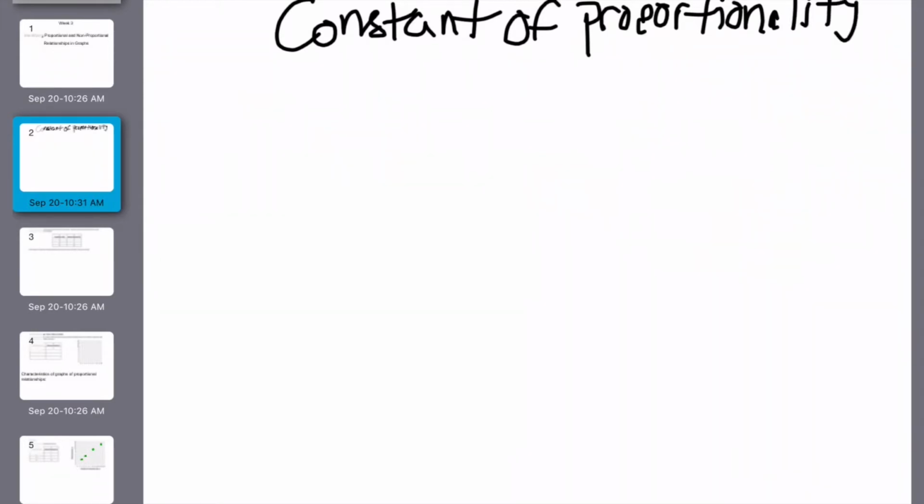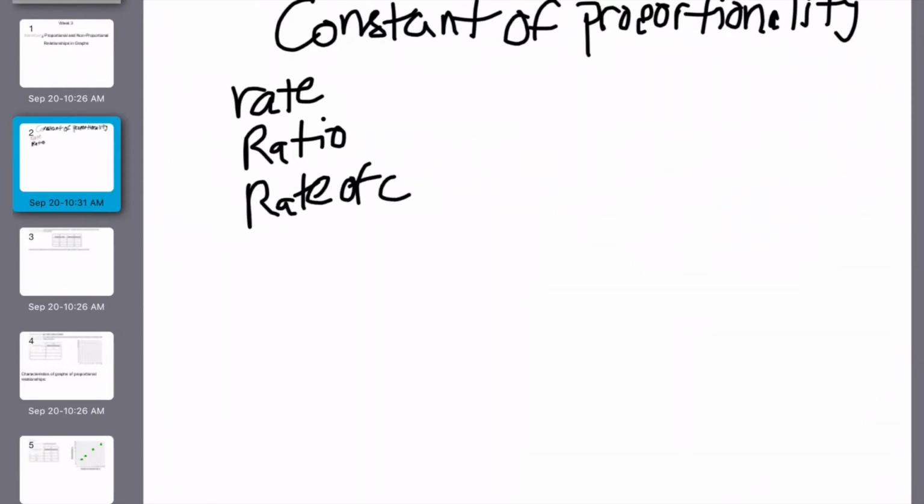So the constant of proportionality is just a number, it's a rate, it's a ratio, it is a rate of change. So let me write all these down. Rate, ratio, rate of change. It's all of these things, okay? But it essentially tells us how we can go from X to Y.